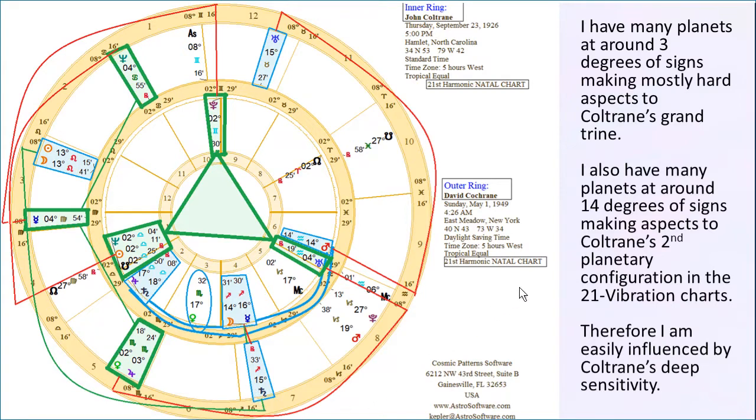The bottom line is this: both configurations that are strong in Coltrane's 21 vibration connect with my chart, and one of them with a very powerful configuration. So there's a connection. I am very influenced by Coltrane. There is a flow, there is a connection, and there is a moon trine moon involved here. And what does it mean?